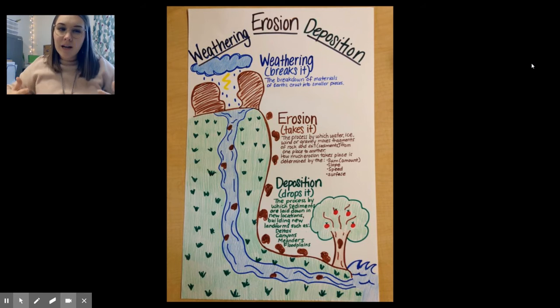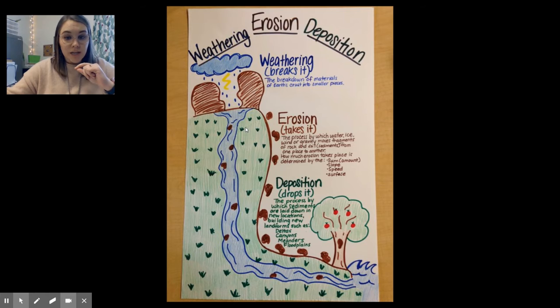Okay, so first of all, let's talk about weathering, erosion, and deposition. This is a great anchor chart to help you remember what they are. When you think weathering, I want you to think breaking. That is when we have a breakdown of materials of Earth's crust into smaller pieces. So when something gets weathered, it breaks into tiny pieces. Hopefully you can see my mouse on the screen. You can see all the little chunks right here that are being broken down. This weathering is happening with the rain or whatever is happening. It's breaking it down into tiny pieces.